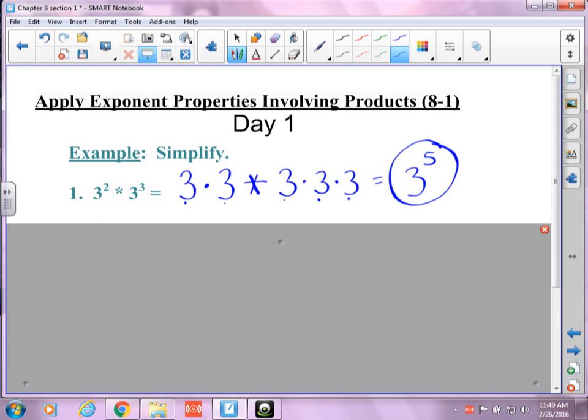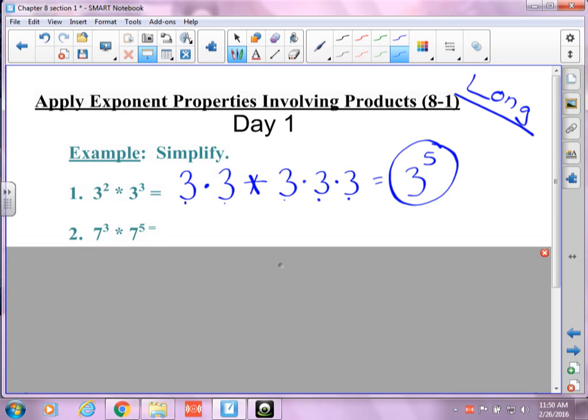Now, this is the long way. This is not how you're going to do your homework. I'm going to give you the short way. I'm going to give you a rule, but we're not there yet. We'll generate it in a little bit.